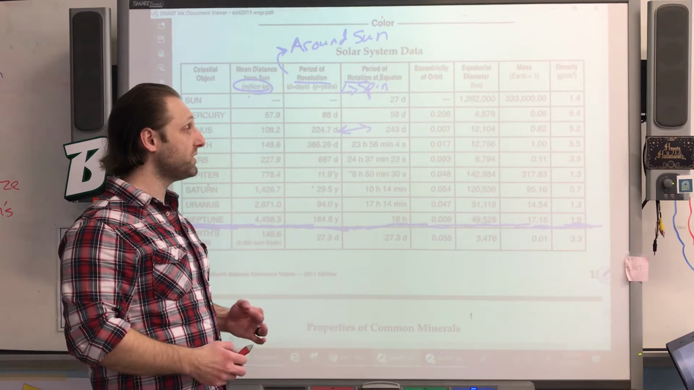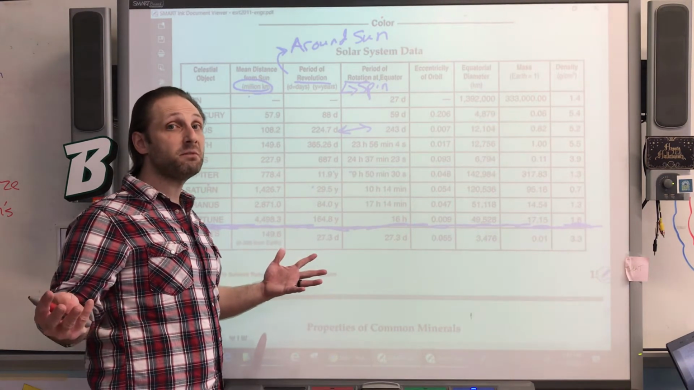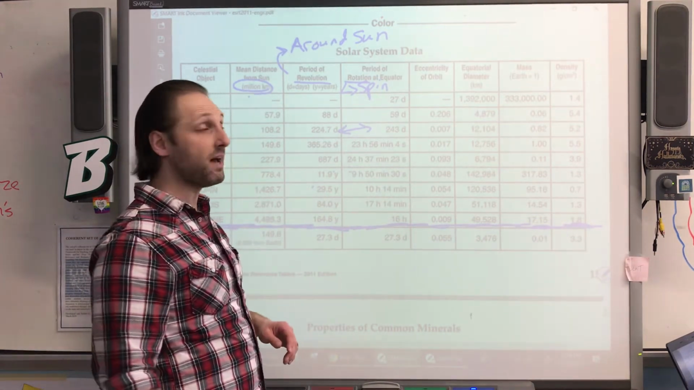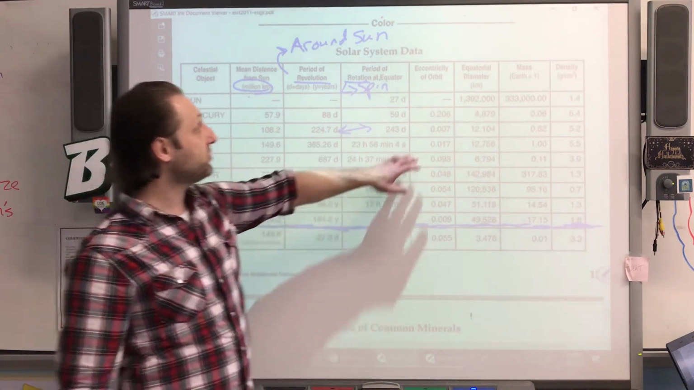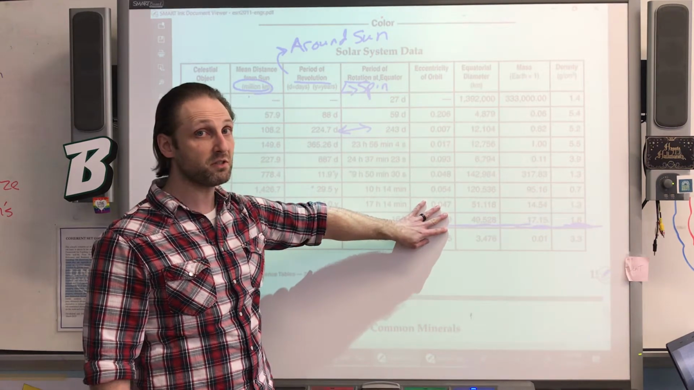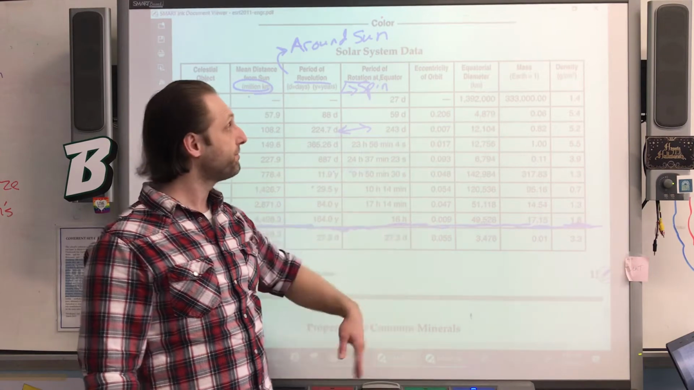So Jupiter rotates roughly 2.5 times, a little more than 2.5 times in one Earth day. So Jupiter's doing a lot of movement for that big planet. Okay. Now, eccentricity, we will discuss this column in more detail once we get to motions of the planets, but this deals with the shape of the orbit.